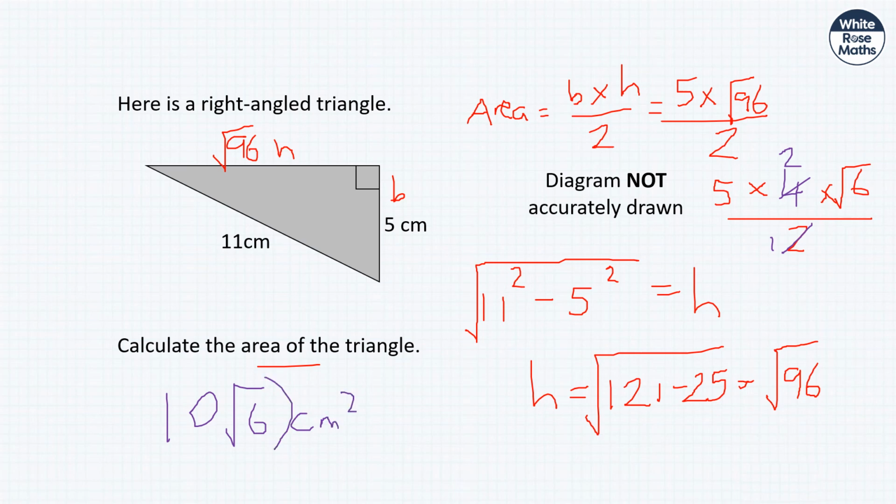Or if we bring it into our calculator, root 6, hang on a second, sorry. So root 6 times by 10, I will get the answer approximately 24.5 centimeters squared to 1 decimal place, guys. Hopefully that makes sense for that one.